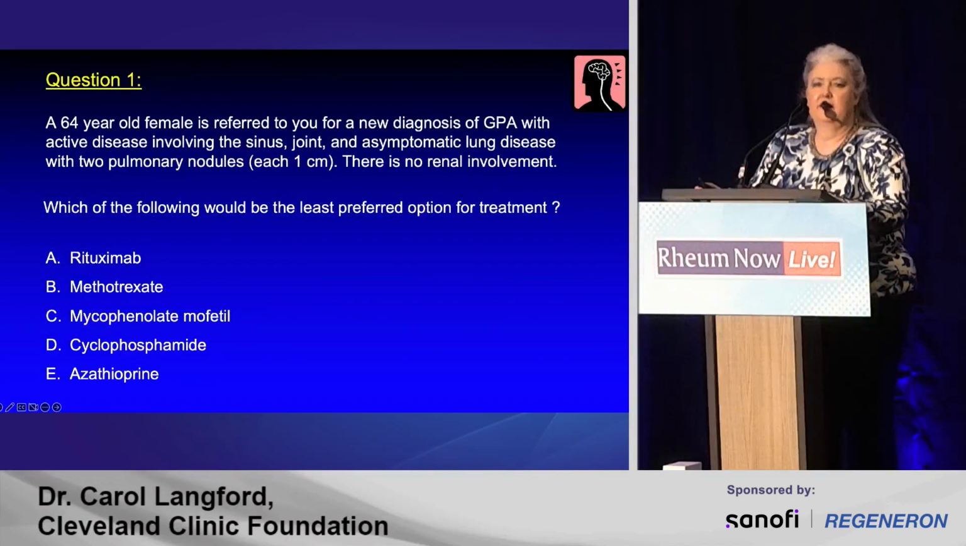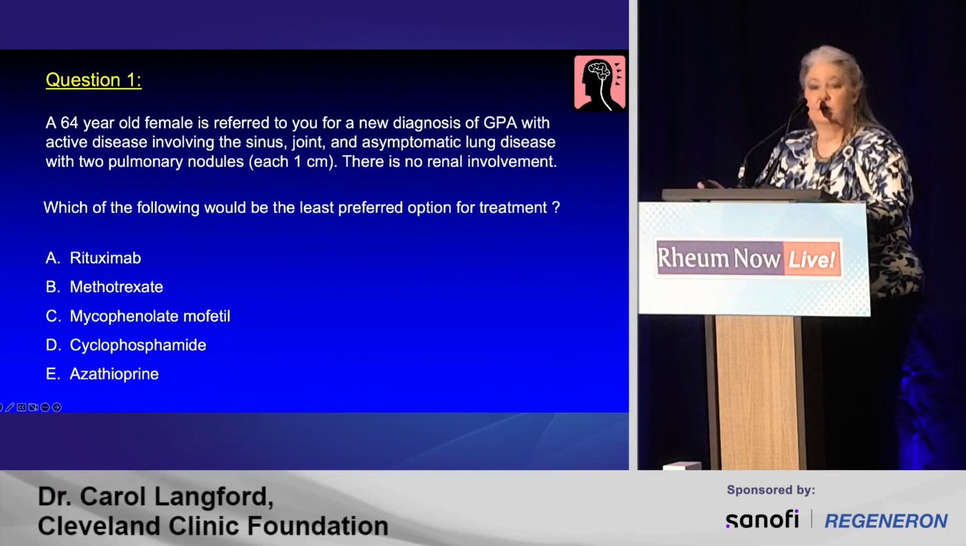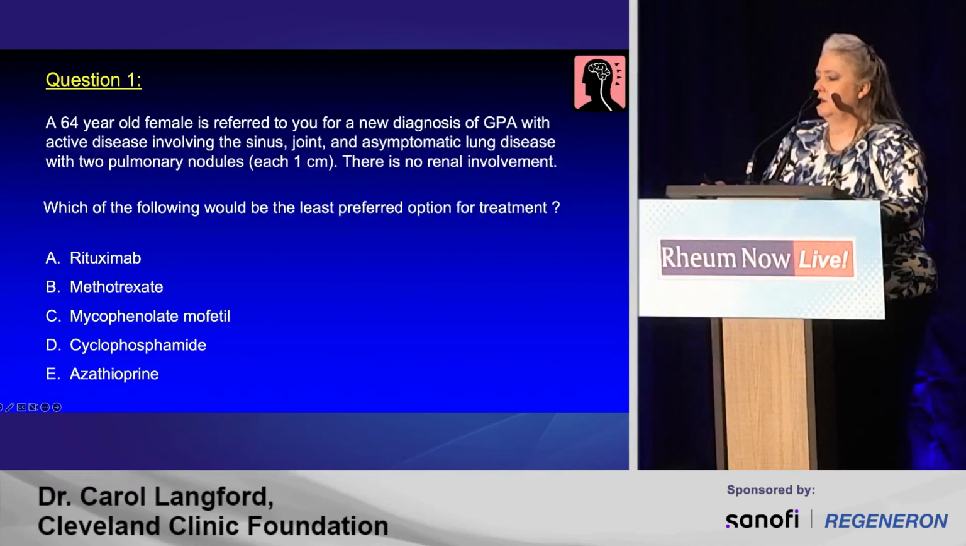So let's dive into a question to help frame this discussion about treatment. This is a 64-year-old female referred to you for a new diagnosis of GPA with active disease involving the sinus, joint, and asymptomatic lung disease with 2 pulmonary nodules that are each about 1 centimeter. There's no renal involvement. Which of the following would be the least preferred option for treatment? A, rituximab, B, methotrexate, C, mycophenolate mofetil, D, cyclophosphamide, or E, azathioprine?